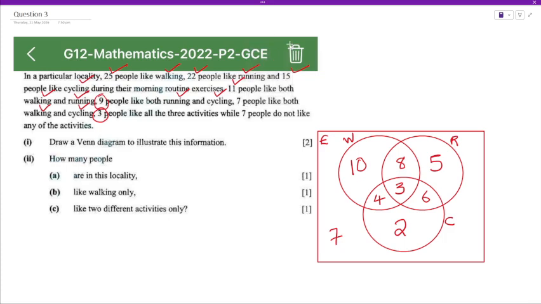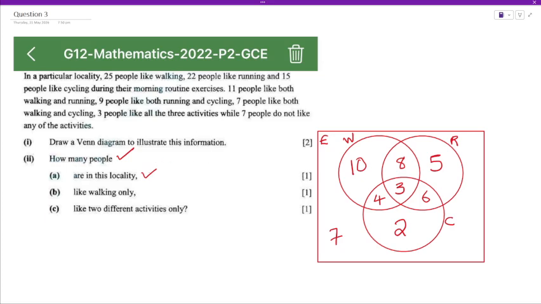Okay. Where is that? This one. Let me just clear up right there. This information is now irrelevant. We can now proceed to the questions. How many people are in this locality? What does that mean? We simply add everything.